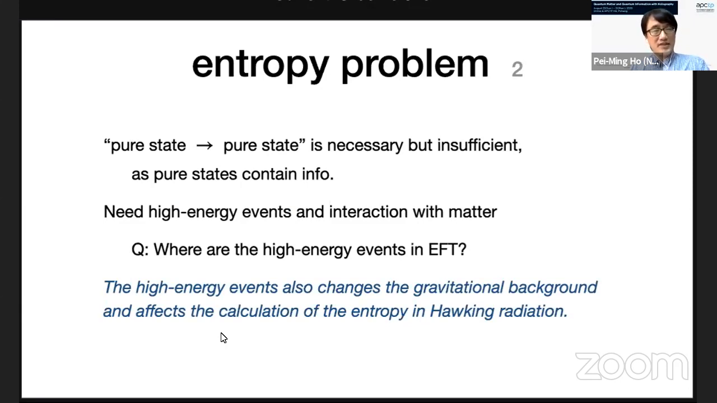So pure state to pure state is not sufficient to guarantee unitarity. You need high energy events. And once you have high energy events, then these high energy events would contribute to the energy momentum tensor in your Einstein equation, and it would change the geometry. So if your counting of entropy depends on the background geometry, the counting would not be reliable anymore. So it should be a first priority to make sure that the geometry is correct.